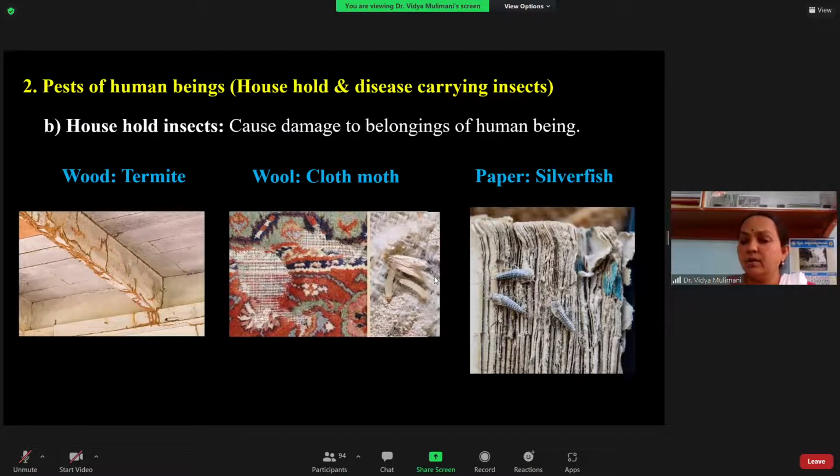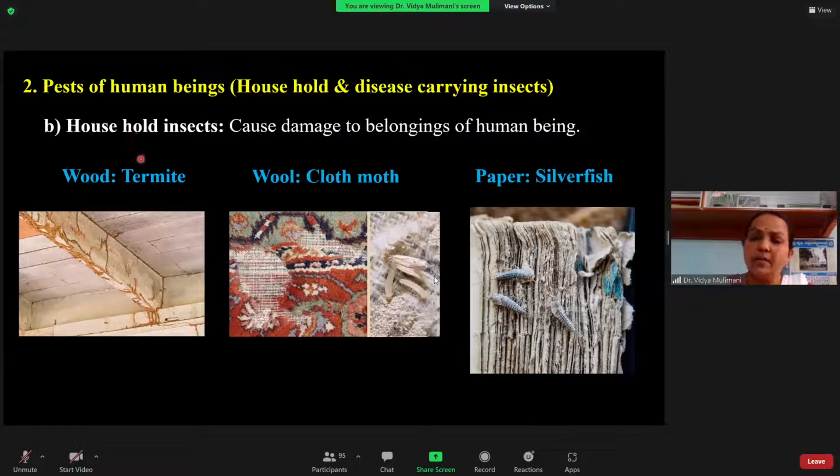And the cloth, if it is wool or anything, if it is not treated, if you are not using it regularly, is also attacked by another insect that we call the cloth moth. And then there is the silverfish, which mainly prefers to feed on starch content. Also, whatever gum you have, they will feed on that. So these examples come under the household insect.